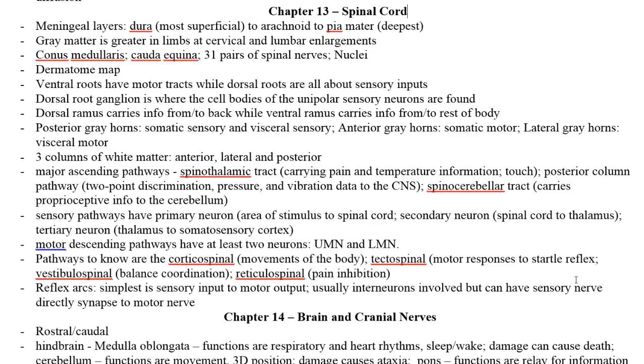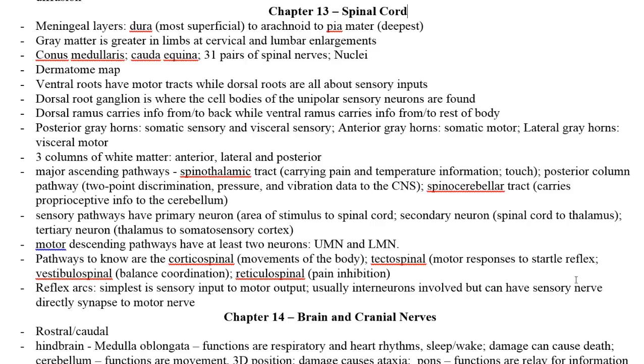So for motor pathways, the main ones you need to know are the corticospinal, and these are movements of the body. The tectospinal, that is the startle reflex accommodations, so you don't want to be falling over, you want to keep everything in balance, and that's what the tectospinal does. The vestibulospinal controls balance and coordination in the body, and the reticulospinal deals with pain inhibition.